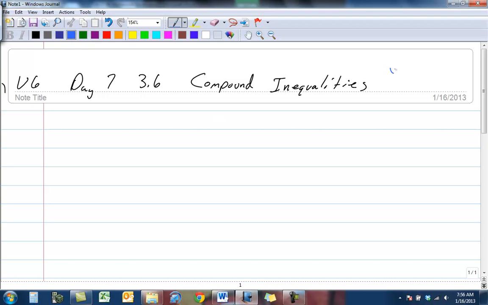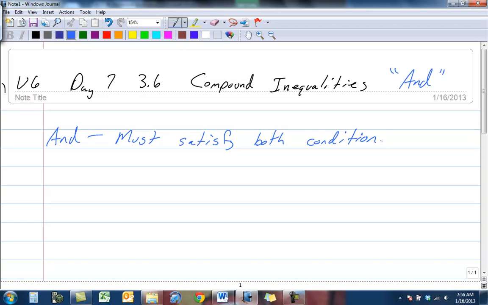Today, in math, we're going to talk about the word and. All right, now, what is the definition of and? And is something that you say 1,000 times a day, but what does it mean? What is the definition of and? Well, for the purposes of math, and is going to mean must satisfy both conditions. Must satisfy both conditions. That's what and means.